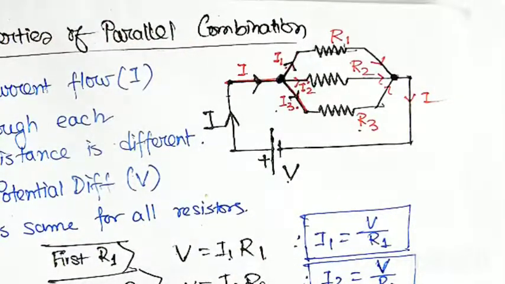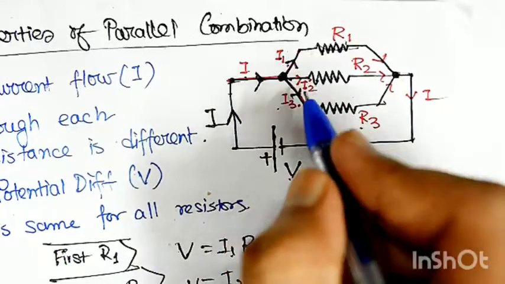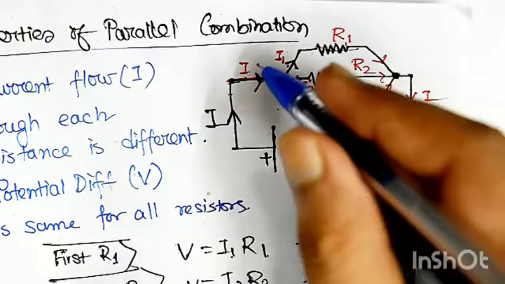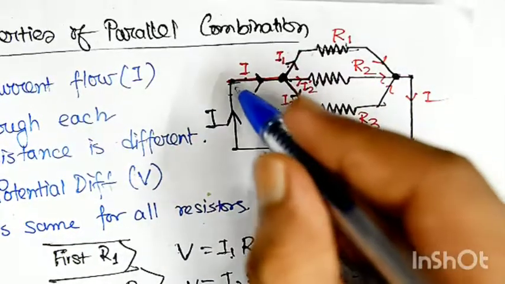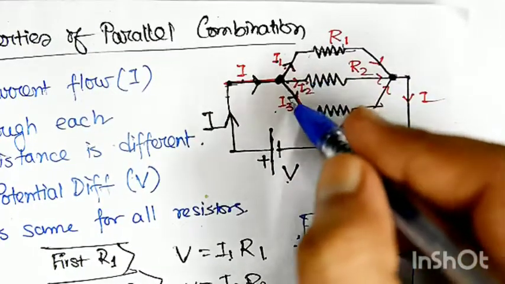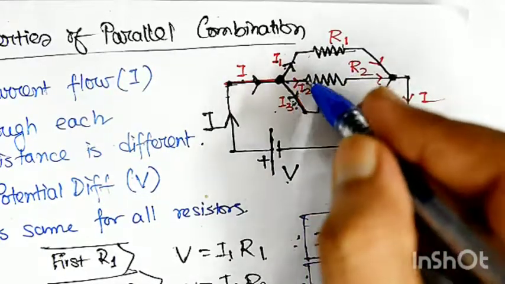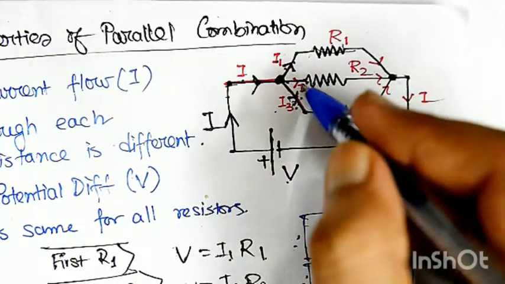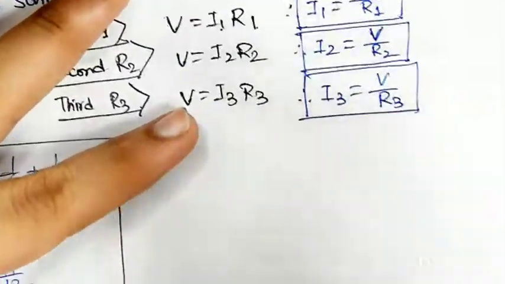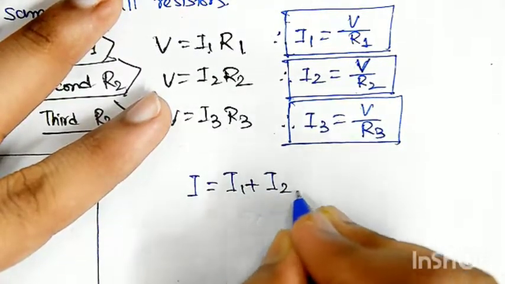Now you can see the current flow totally was I, which was divided into I1, I2 and I3. So if I just add these three, I will get I again. Means what? If I have 10 ampere which got divided into 3 ampere, 2 ampere and 5 ampere, if I add these, 3 plus 2 plus 5 is again 10 ampere, the total current flow. That I is actually I1 plus I2 plus I3.